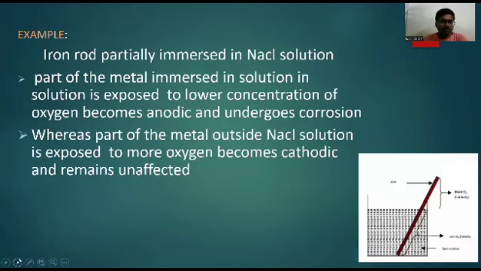Let's see the example. An iron rod is partially immersed in a NaCl solution. The part of the metal immersed in the solution is exposed to a lower concentration of oxygen, becomes anodic and undergoes corrosion. This is the NaCl solution, and this is the iron rod. This part will undergo corrosion because of less oxygen. It acts as an anode and undergoes corrosion.